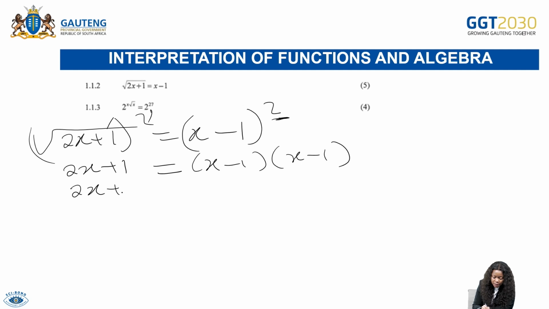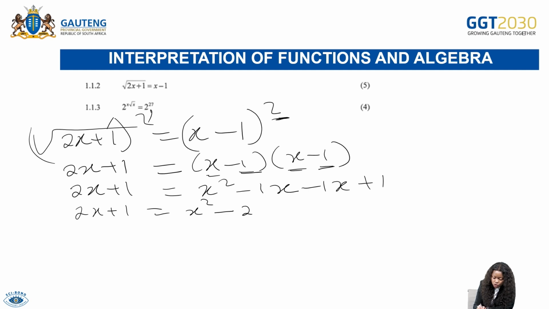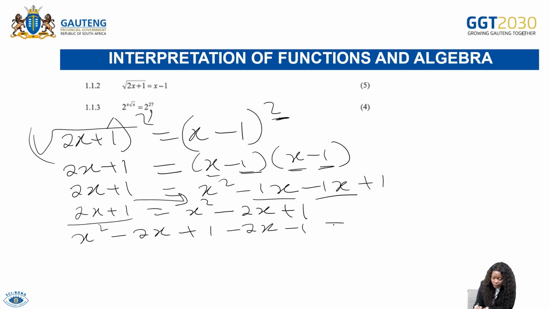So you'll have 2x plus 1 equals, you multiply the first terms together, then you'll get x squared. If you multiply the x and negative 1, you get negative 1x. Negative 1 times x, you get negative 1x. And negative 1 times negative 1, you get a positive 1. So you'll get 2x plus 1 equals x squared minus 2x plus 1. From here, you add your like terms, which are negative 1x and negative 1x. Okay, from here, let's take all of this to the other side. So you'll have x squared minus 2x plus 1. If I transpose 2x, I get negative 2x. And if I transpose the positive 1, I get negative 1. It equals 0.